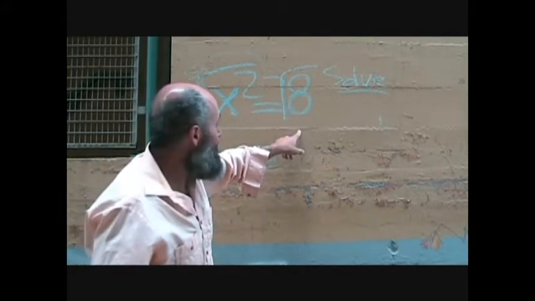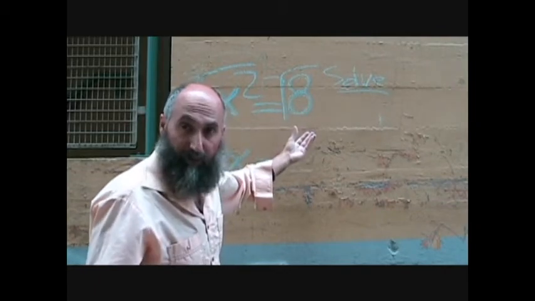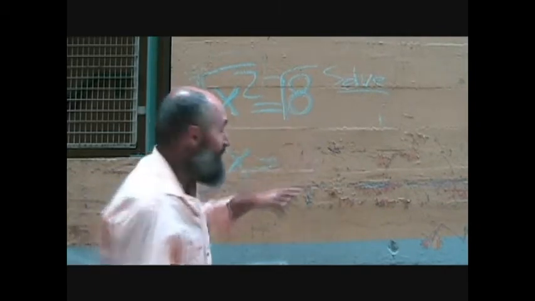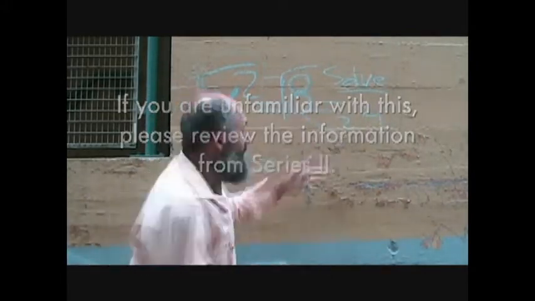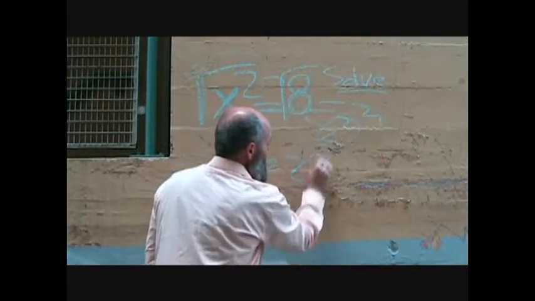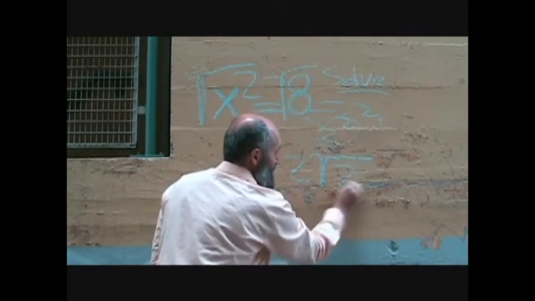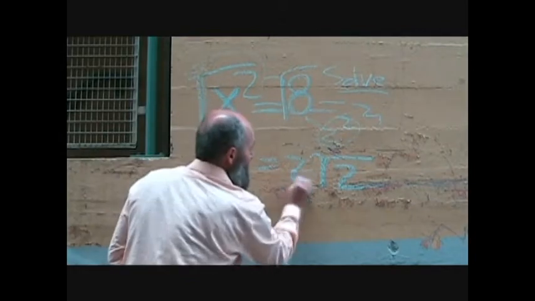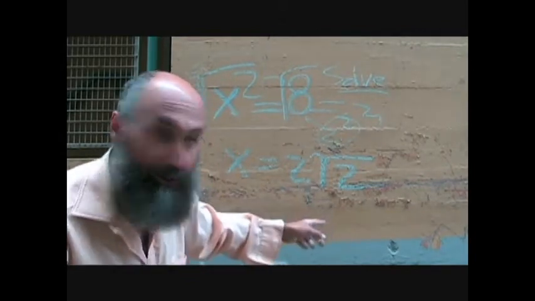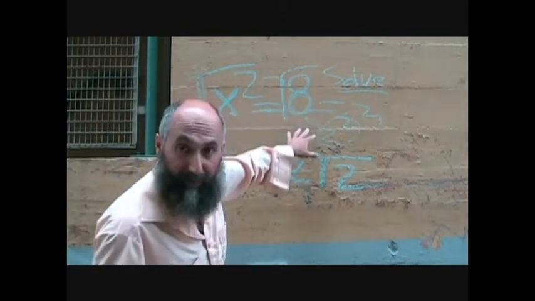If you're going to reduce this to its lowest terms, you have to break it up into its prime factors. So if you break it up to reduce this square root, this becomes 2 square root of 2. So for this one, the answer is just going to be x is equal to 2 square root 2.